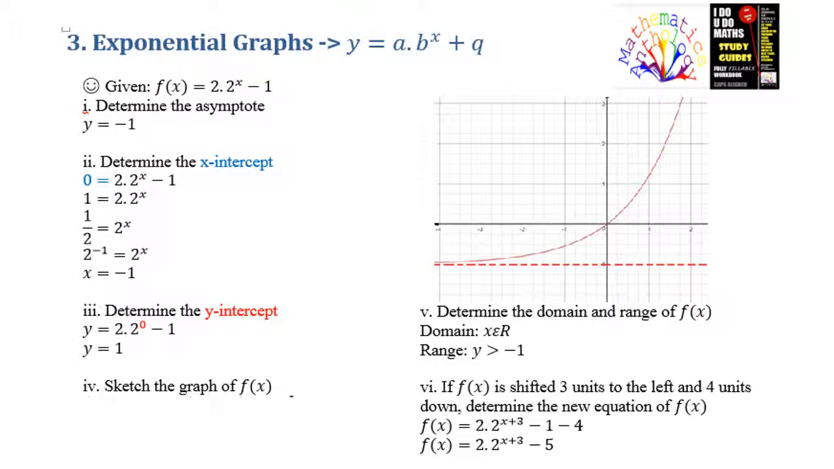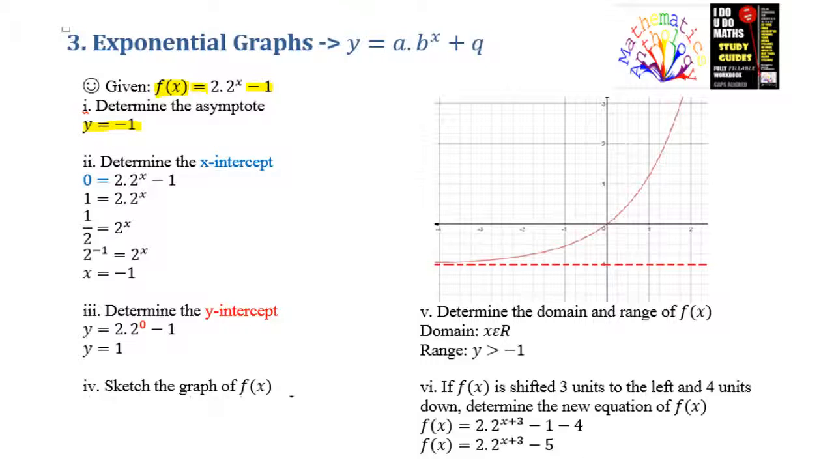Let's look at exponential graphs where y is equal to a times b to the power of x plus q. So we're given f of x is equal to 2 times 2 to the power of x minus 1. Determine the asymptote. Now the asymptote of an exponential graph is here. F of x, which is y, is equal to the last value here, which is negative 1. So y is equal to negative 1 is my asymptote.